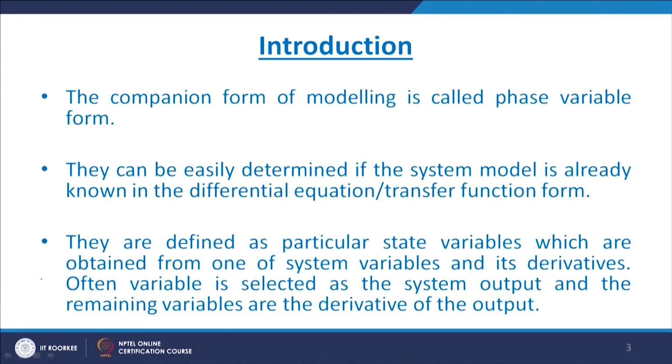So, that means here the companion form of modeling is called phase variable form. They can be easily determined if the system model is already known in differential equation or transfer function form. Third point, they are defined as particular state variables which are obtained from one of the system variables and its derivatives. Often one variable is selected as the system output and the remaining variables are the derivatives of the output. This is the basic concept. That means we take the output as the first variable and the remaining variables are the derivatives of the output, that is the strategy.